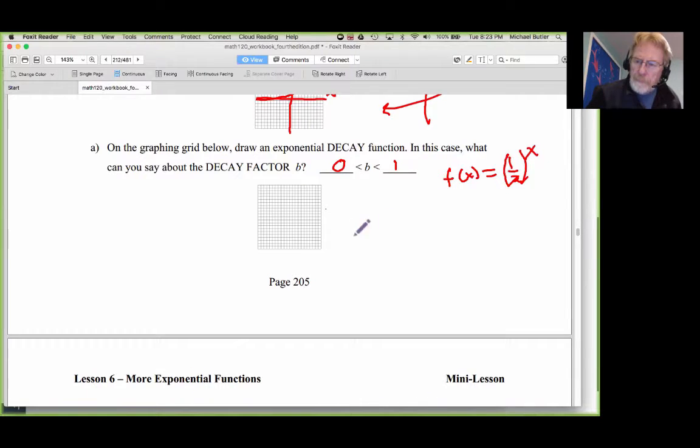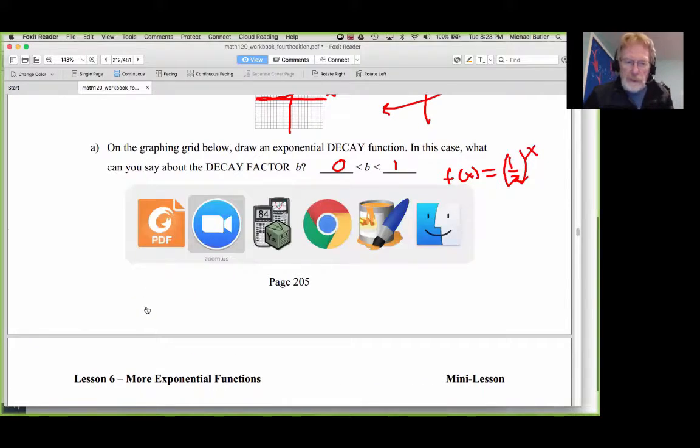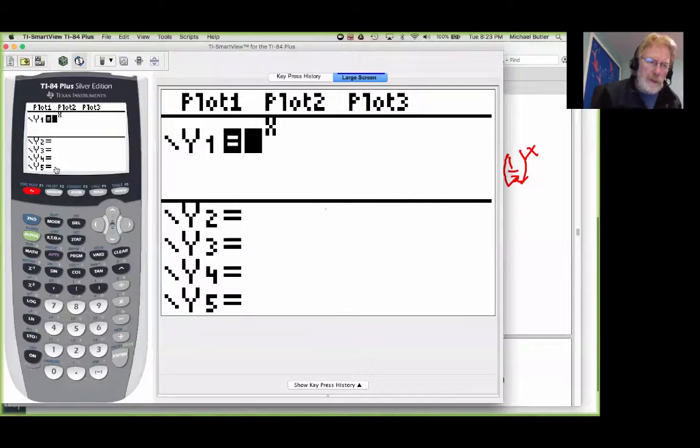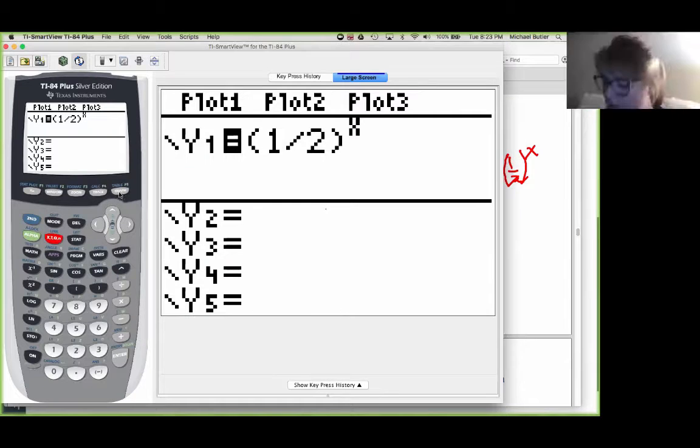Okay. So if we enter that into our calculator, go into the y equals key, clear out y1, and I'm going to go parentheses 1 divided by 2, close the parentheses, and then put in a caret x. Well, that's what I have.